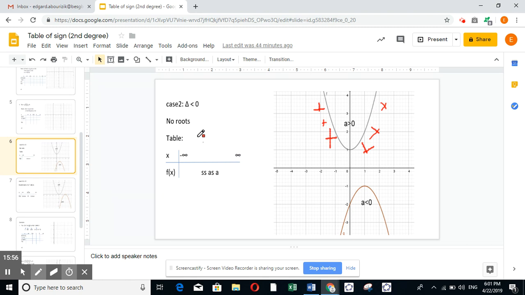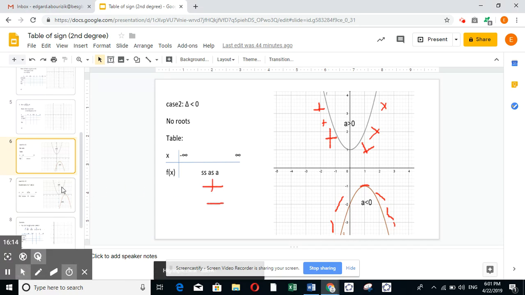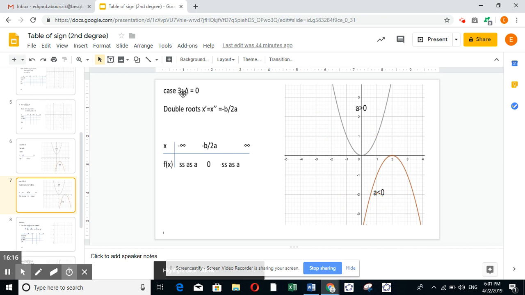So as you can see, if delta is negative and a is positive, it's always plus. If a is negative, you have a maximum, it's always minus. So that's why we say if delta is less than 0, I don't have roots, always the same sign as a. Either always positive if a is positive, or all negative if a is negative. And I'm going to take with it case 3 because it's similar to the one above.